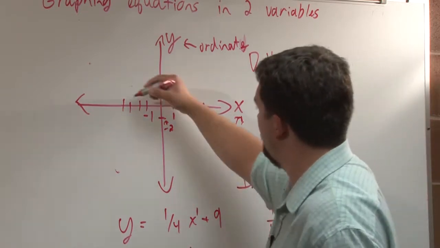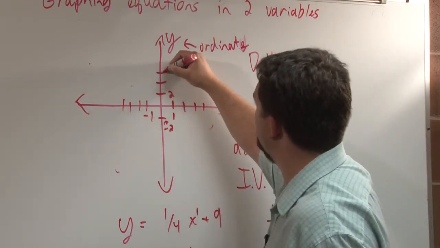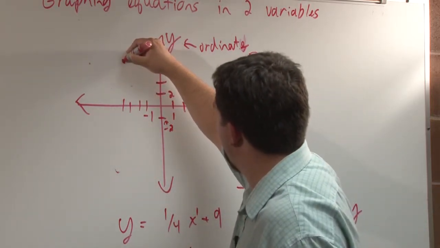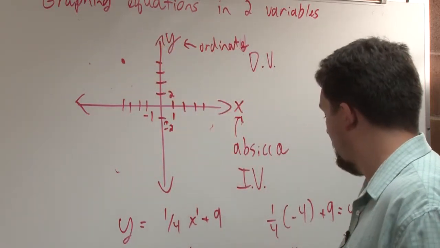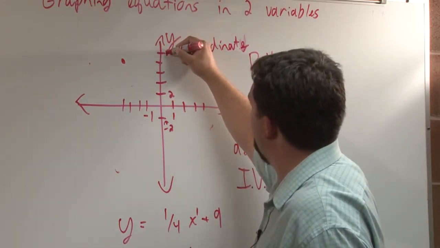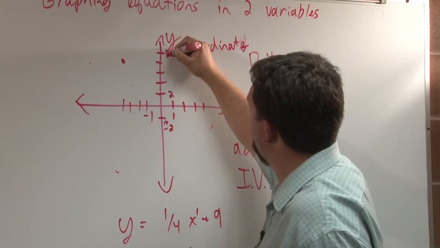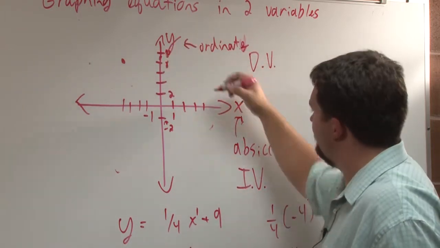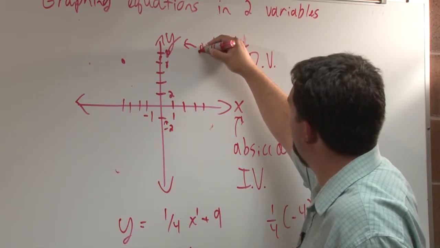So -4 is over here, and I go 2, 4, 6, 8. 4 up to 8. Got a point right there. A 0 and a 9. So if that would be 8, I'm sorry, if that would be 10, that would be 8. So then my 9 would be right there. And about 4 and 10.